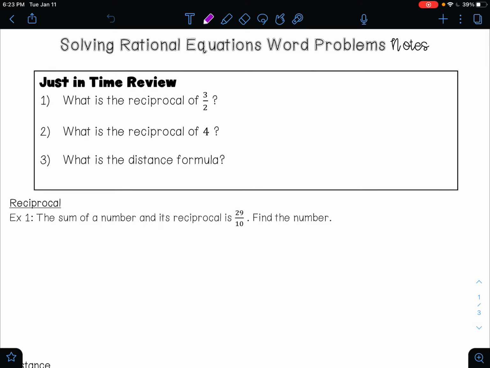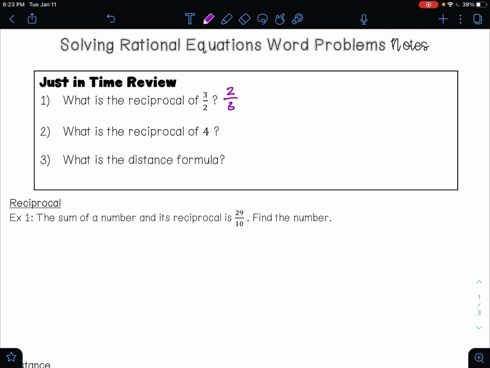In this video, we are going to learn how to solve rational equations involving word problems. Before we get into that, let's go over some vocabulary terms that we've seen in the past. So question 1 says, what is the reciprocal? To find the reciprocal of 3 over 2, all we have to do is flip the fraction, and so the reciprocal will be 2/3. On example 2, it says, what is the reciprocal of 4?